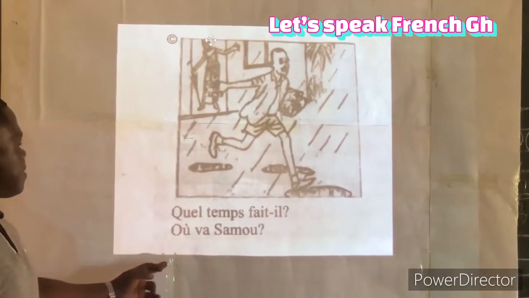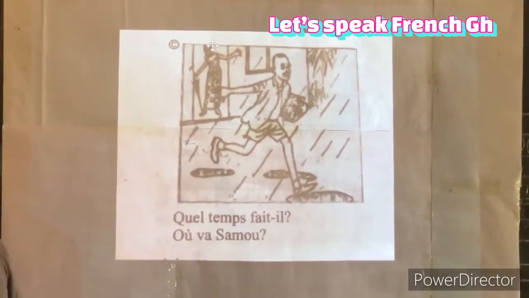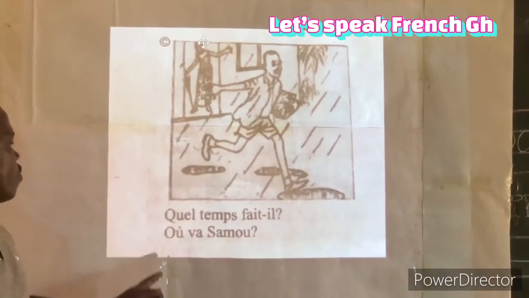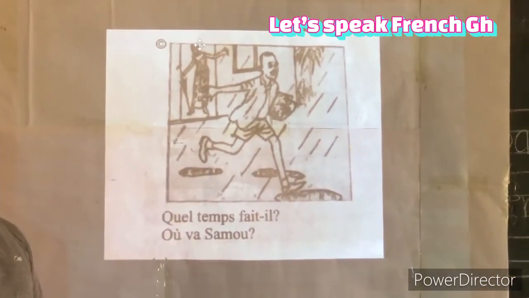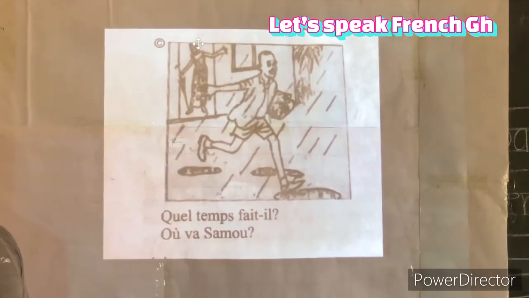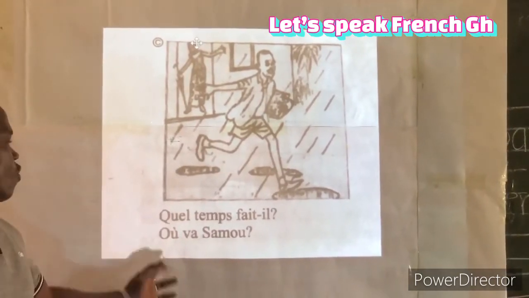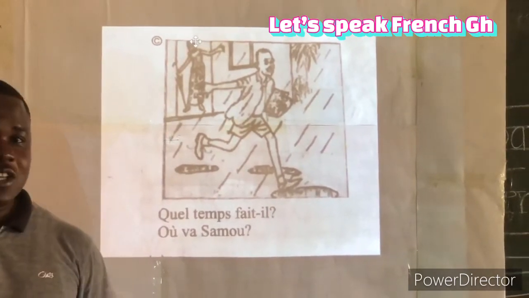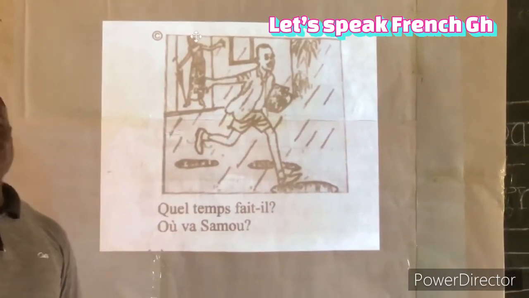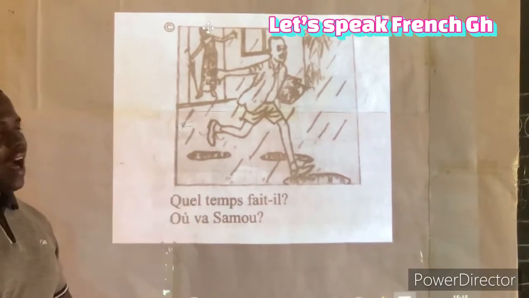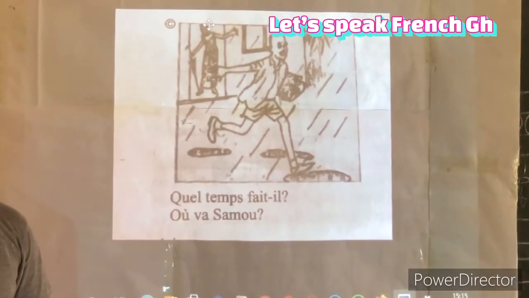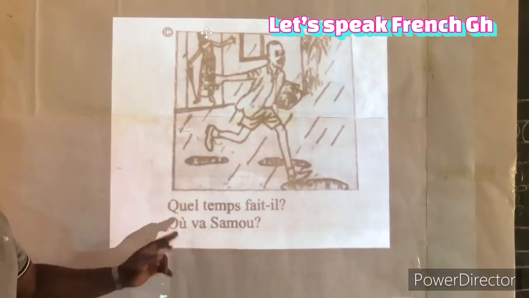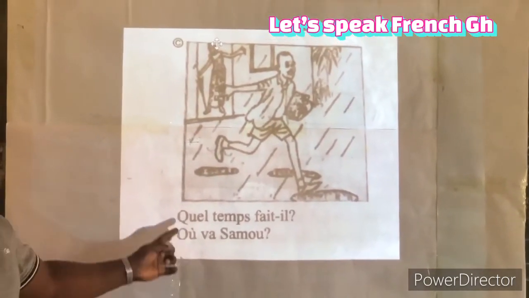The second one is où va Samu? Où in French means where. You see OU with an accent on top. Où means where. Où va Samu? Where is Samu going? Samu is going to school. In French we say, Samu va à l'école. So we say, quel temps fait-il? Il pleut. Où va Samu? Samu va à l'école.